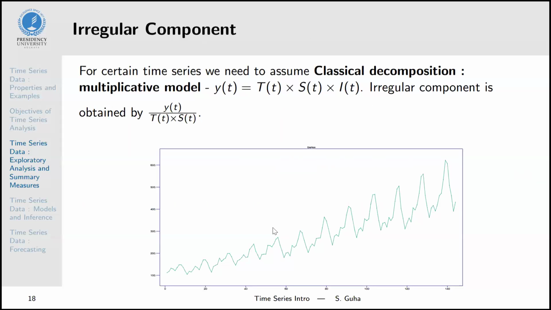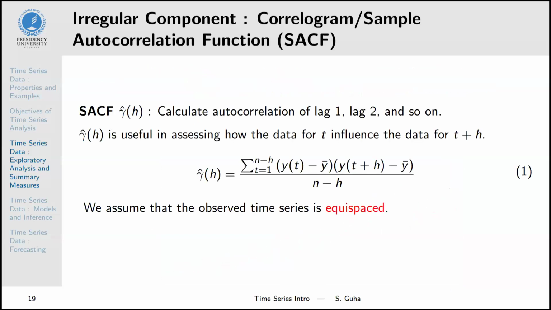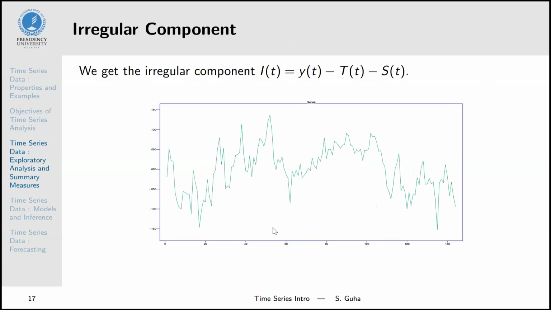Okay. Now, once we have got this irregular component, our next step is to calculate some more summary measures. One such summary measure is given by the sample autocorrelation function, or SACF, and it also has another name. It's called correlogram. This is the working formula of correlogram. Let me explain what is the objective of correlogram or the sample autocorrelation function. So this is the detrended, deseasonalized data.